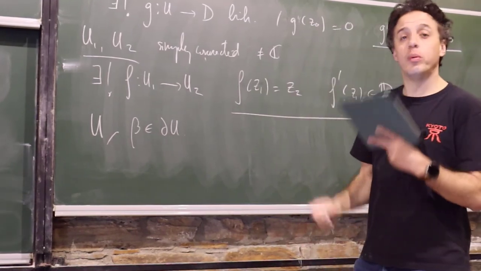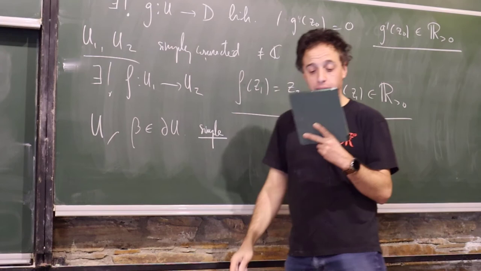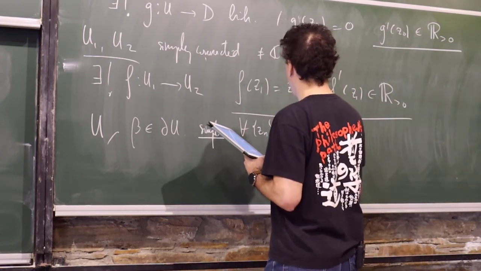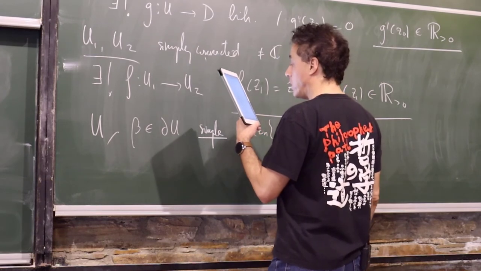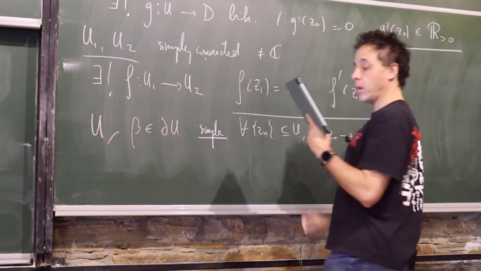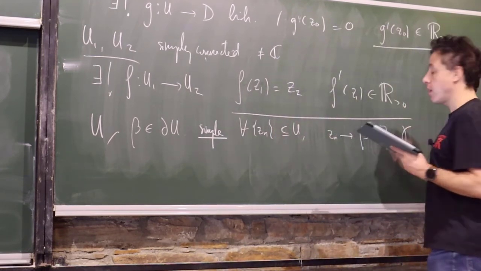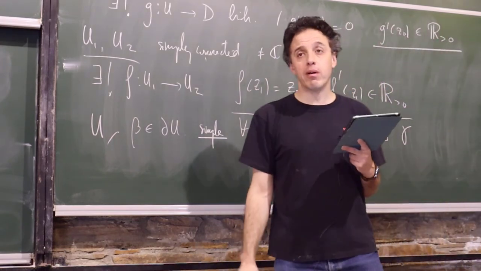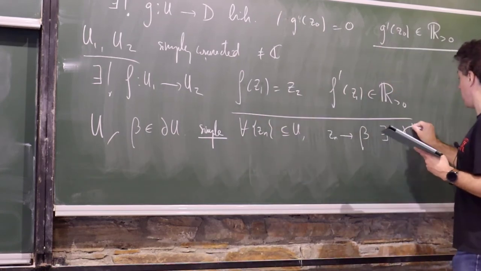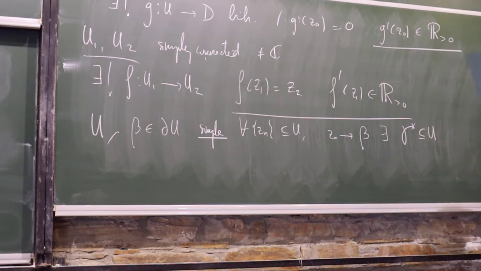This point is going to be simple if for every sequence Zn in U converging to this point beta, there is a curve, a path gamma in U passing through all these points.